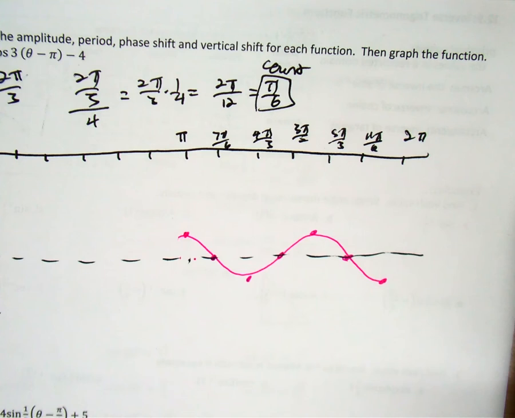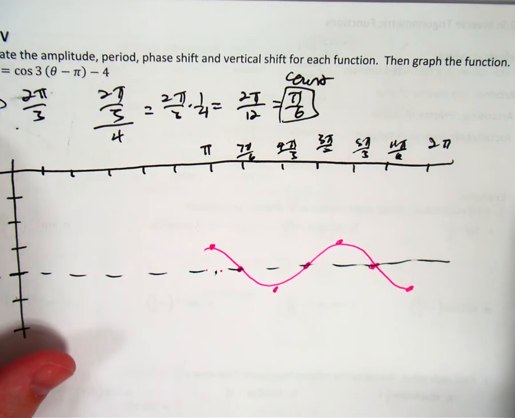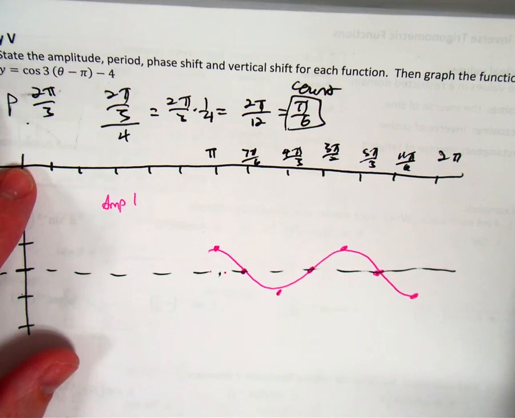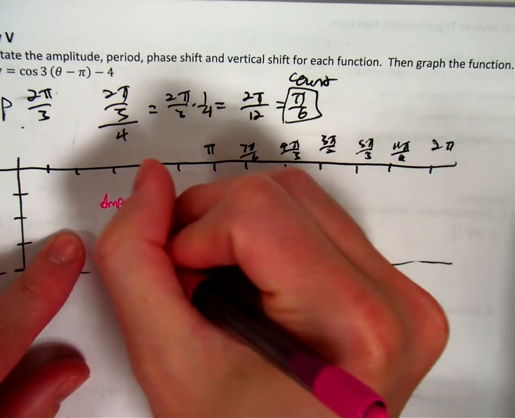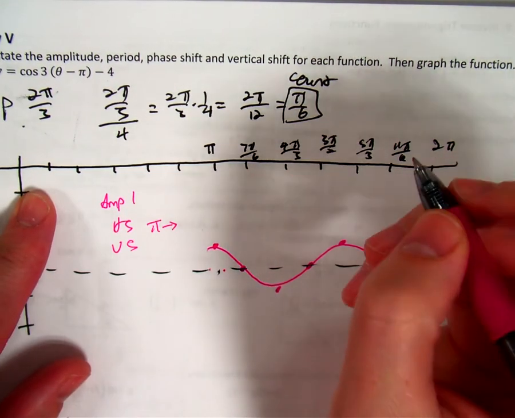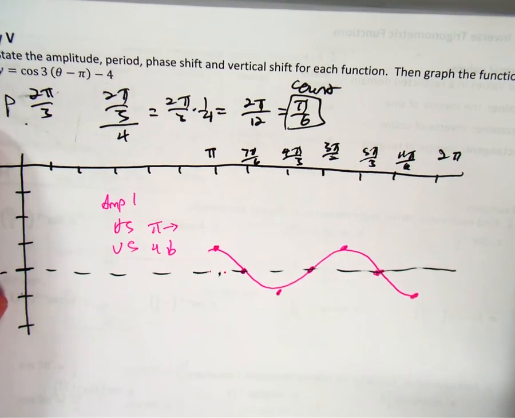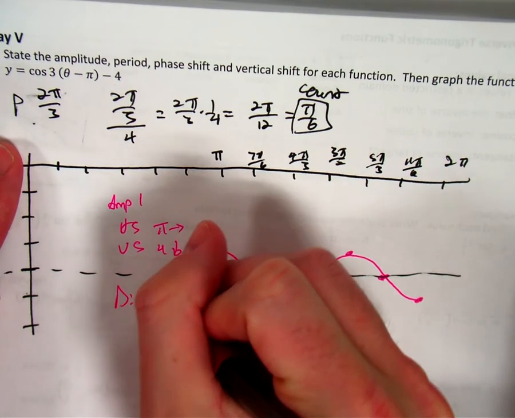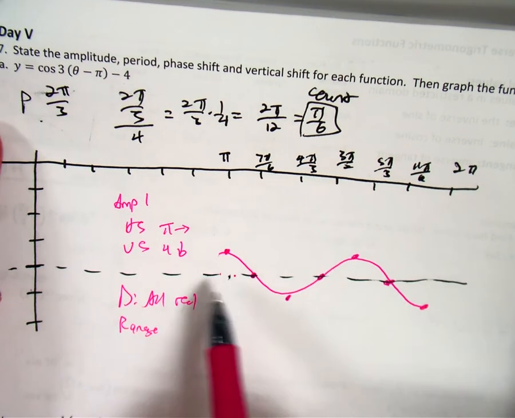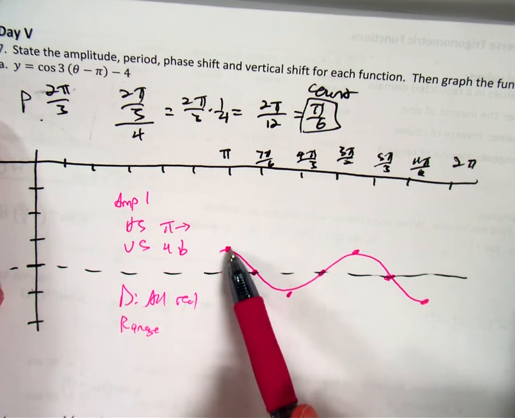Okay. So our period was 2 pi over 3. Amplitude is going to be 1. Period 2 pi over 3. Phase shift or horizontal shift was pi to the right. Vertical shift was 4 down. Okay, domain, all real. And range, what are we between this time? Let's see, we're down 4, and there's 1 around 4, so -3, -5.